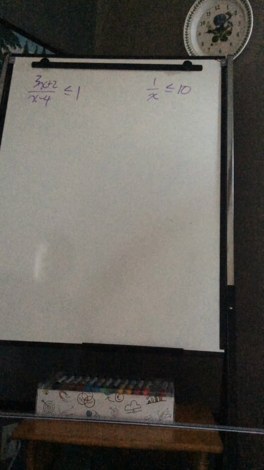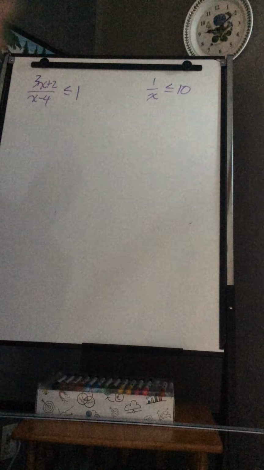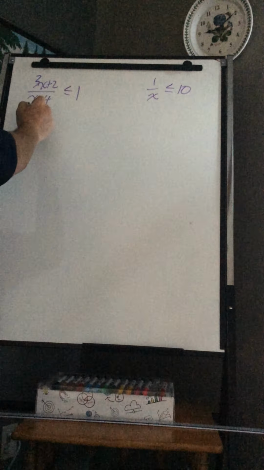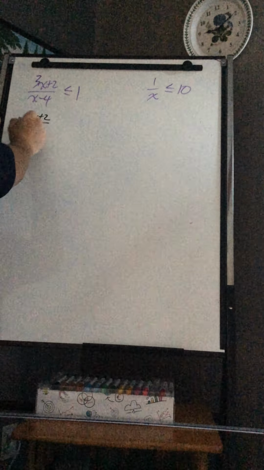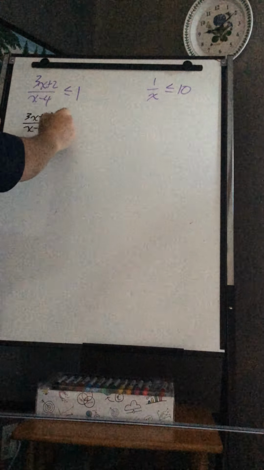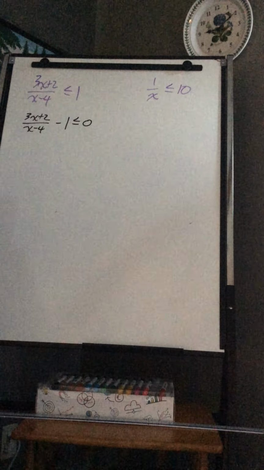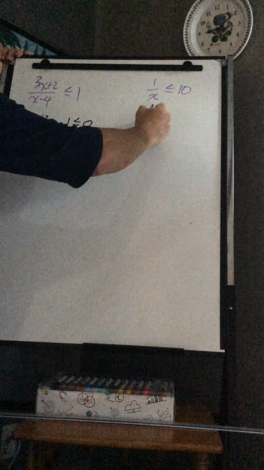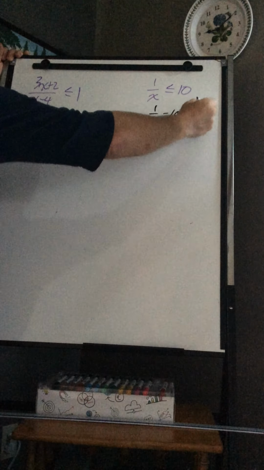We're going to move on to example 9. We have to do the same idea as we did with the other one, and we're going to bring everything over to one side. So I'm going to subtract 1 from both sides on this one. So I get (3x + 2)/(x - 4) - 1 ≤ 0. On the other one, I'm going to subtract 10. We have 1/x - 10 ≤ 0.